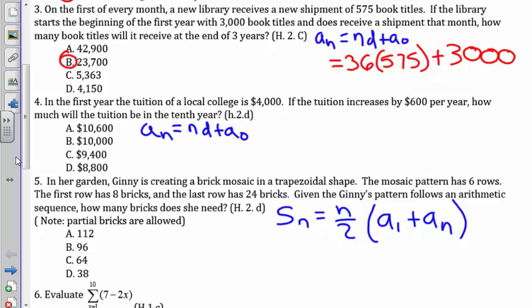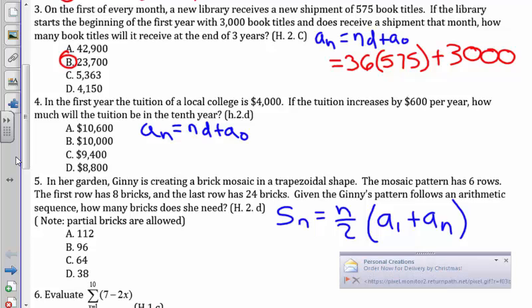So in the first year at local college is $4 grand. The tuition increases 600 a year. How much will the tuition be by the 10th year? So you need to be careful with this problem. A lot of people might look at this and say that it's B, but that is not the correct answer.